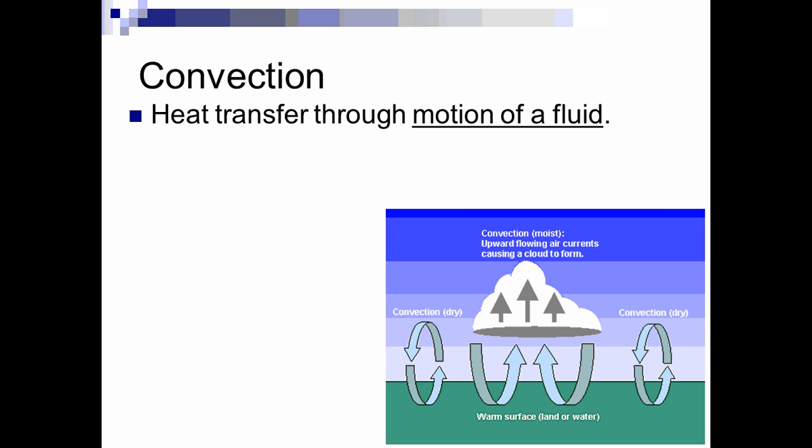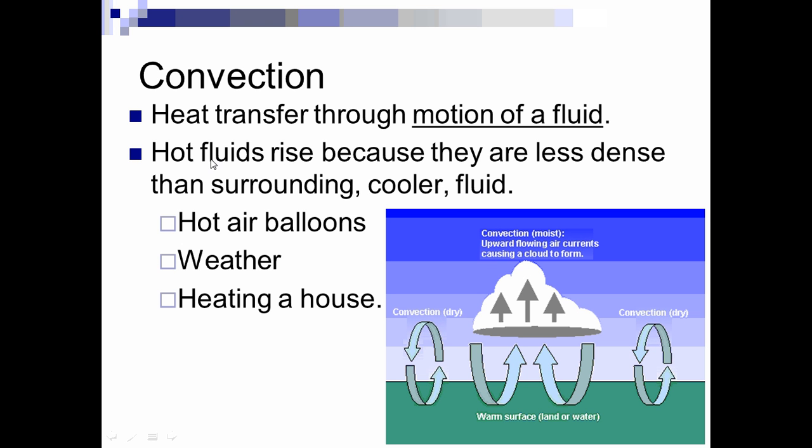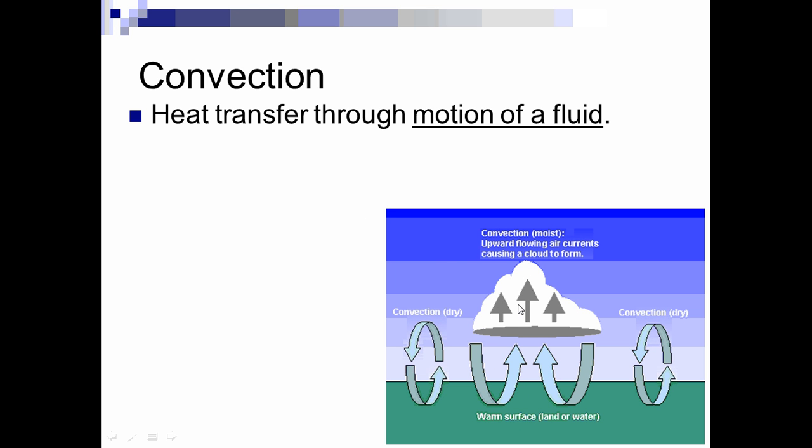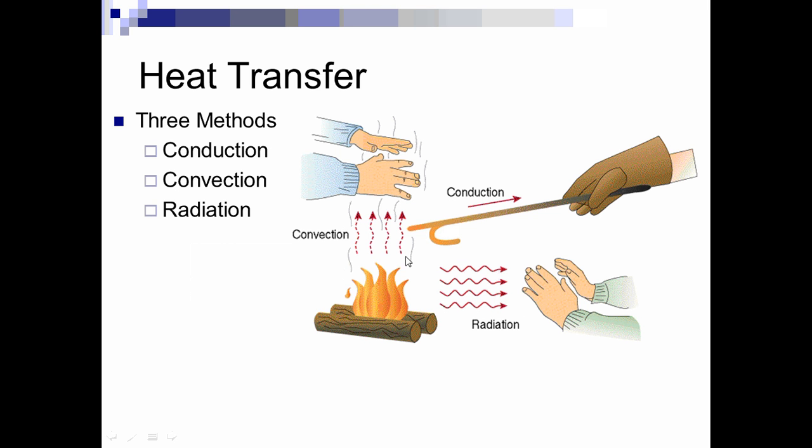Convection. Convection is heat transfer through motion of a fluid. And here fluid just means something that flows, so it can be liquid or gas. Examples here: hot fluids rise because they are less dense than the surrounding cooler fluid. In this picture, we have warm air from the surface rising up into the atmosphere. So here air is the fluid, and we have warm air rising. In our picture before, you see the air right above the fire is warming, and that is rising because of it being less dense.